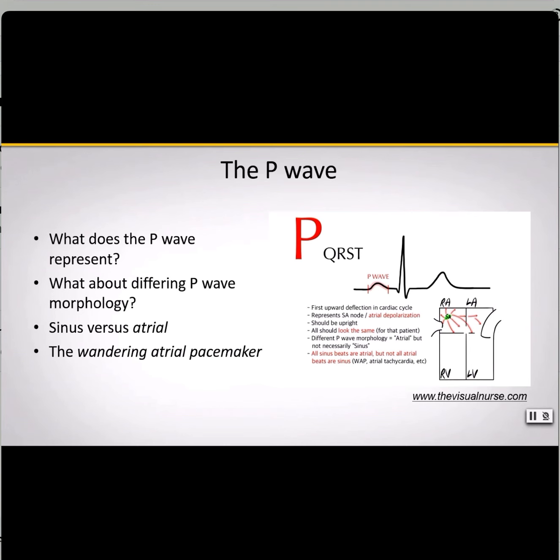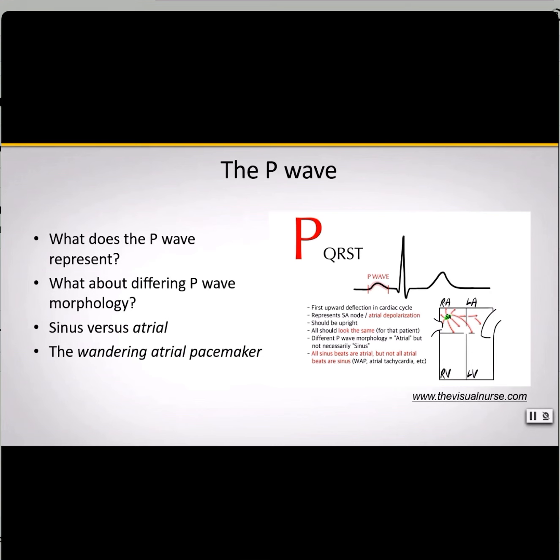Now, all P waves should be upright, and they should all look the same, relative to a specific patient anyway. So my P wave may look different than yours, and your P wave might look different than your sister's or your mom's. But what's important is that your P waves all look the same, and that they arrive 60 to 100 times per minute.